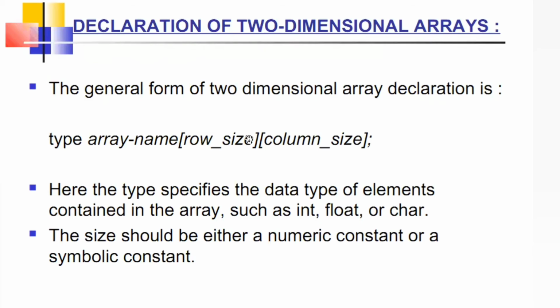The declaration of a two-dimensional array. The general form of a two-dimensional array declaration is type arrayname[row size][column size]. The first subscript will be the row size and the second subscript will be the column size. Here the type specifies the data type of the elements contained in the array, such as int, float, or char. The size should be either a numeric constant or a symbolic constant.